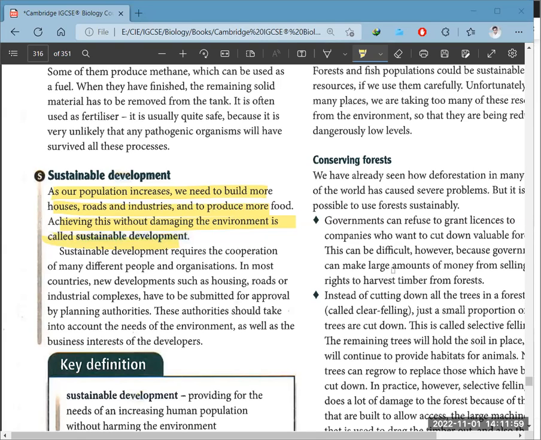A sustainable resource is one which is produced as rapidly as it is removed. We need sustainable development. Development is providing for the needs of an increasing human population without harming the environment. So the same thing is written here, but this is a longer version, and it's not how it's written in the marking scheme. What's in your notebook is exactly based on the marking scheme. So as the population increases, you're meeting the requirements of the rising population without harming or damaging the environment.